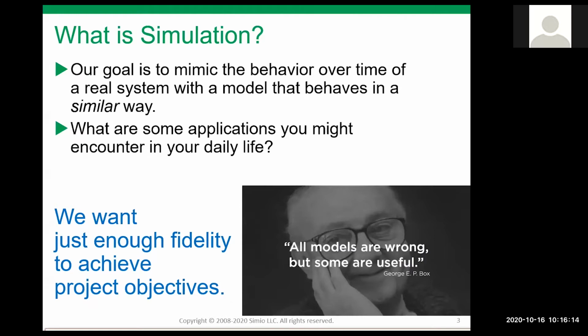But we do want just enough fidelity to achieve our project objectives. And I think this will come up again later when I talk about where things go wrong. But one of the places where things often go wrong is, number one, not having project objectives. And so it is really important to come up with reasonable, feasible objectives for what you expect to get out of this phase of the model. And then you want to build that model with just enough details, just enough fidelity, just enough complexity to be able to meet those objectives, but no more.